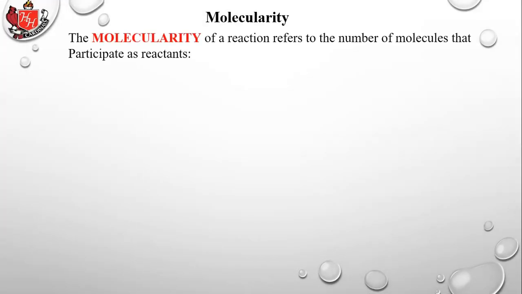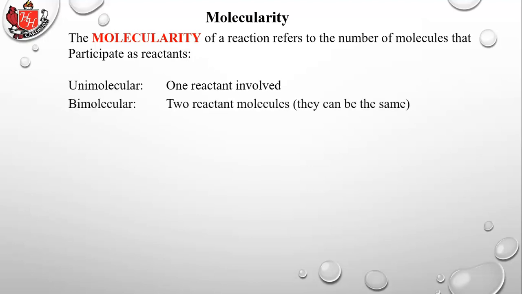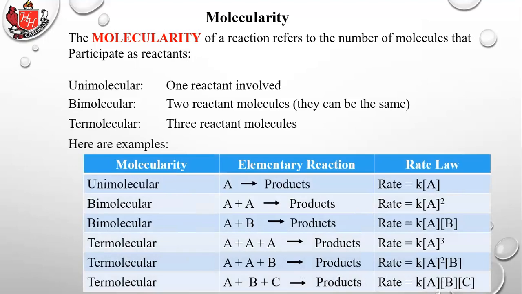Now we're going to shift gears for a second here and talk about something called molecularity. The molecularity of a reaction refers to the number of molecules that participate as reactants. So unimolecular means 1 reactant molecule, bimolecular 2 reactant molecules. They can be the same compound, but there's 2 different molecules, and termolecular is 3 reactant molecules. So if you look at this table, unimolecular, an example of 1 reactant would be a decomposition reaction. Whatever A is, it's some molecule that's coming apart.